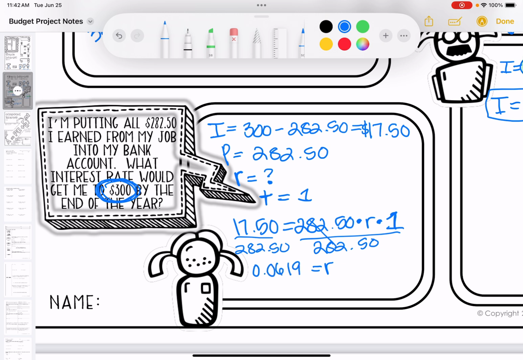But we want it as a percentage, not a decimal. So I'm going to take that decimal, multiply it by 100, which if I round gives me 6.2%. So that's what interest rate they will have to have. All right, and that concludes the notes for simple interest.